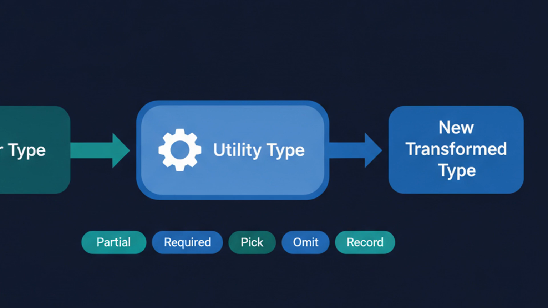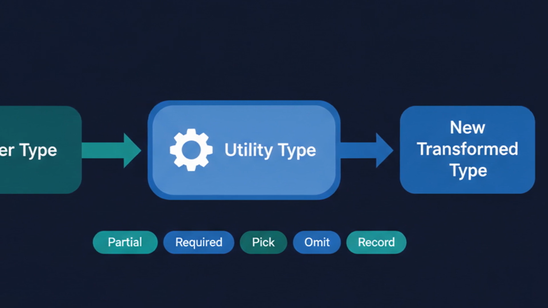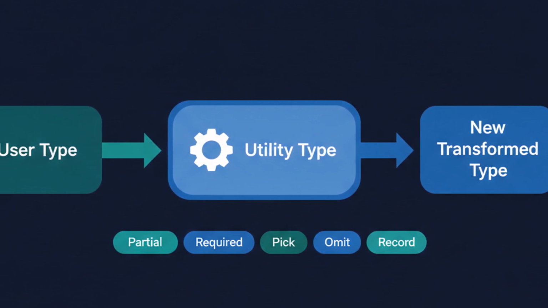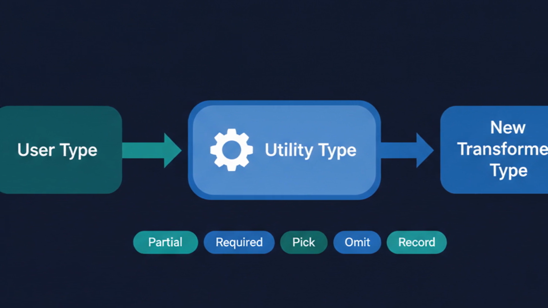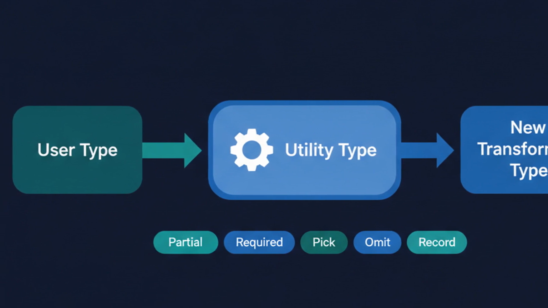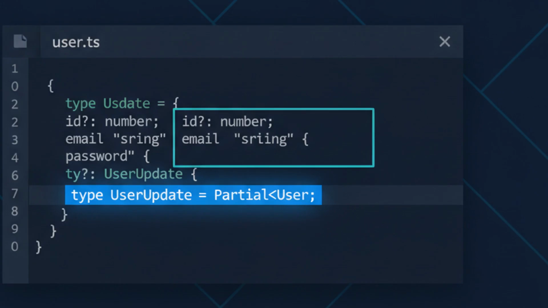A utility type is just a type that takes another type as input and transforms it. Think of it like a function. But instead of taking values and returning values, it takes types and returns types. TypeScript ships several of these built in. Today we focus on the 5 you'll use constantly. They all live in the global scope, so there's nothing to import. You just use them. Let's solve that update problem properly.